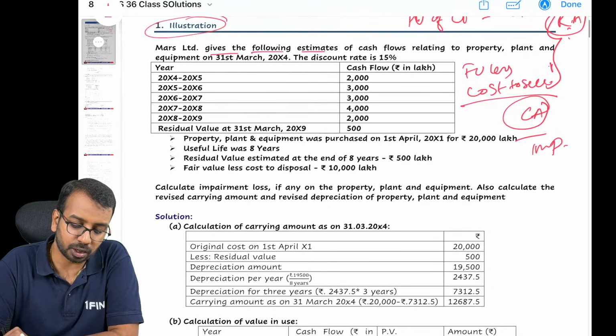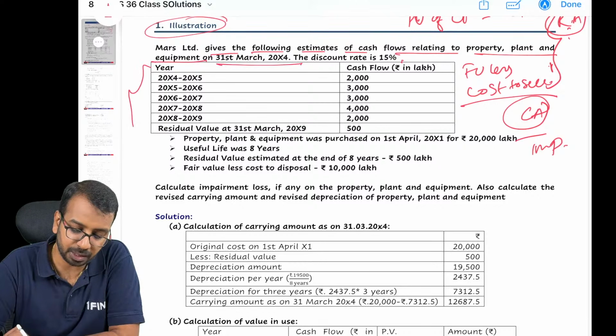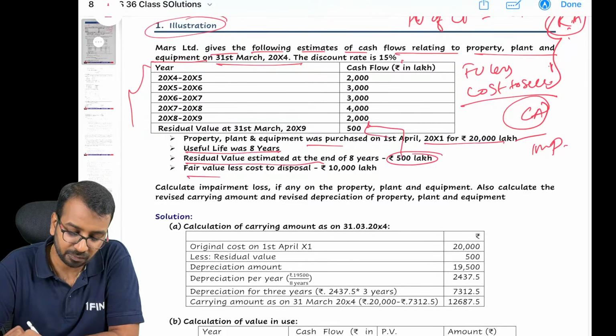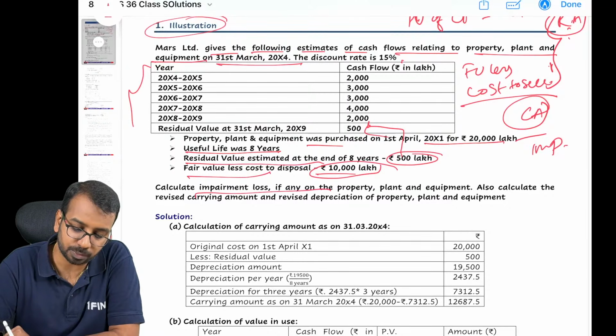Mars Limited gives the following estimates of cash flows relating to property, plant and equipment on 31st of March. Discount rate is 15%. PPE was purchased on 1st of April for 20 lakhs. Useful life is 8 years. Residual value is 500 lakhs. Same number here. Fair value less cost of disposal is 10,000 lakhs. Calculate the impairment loss on PPE and calculate the revised amount and revised depreciation.